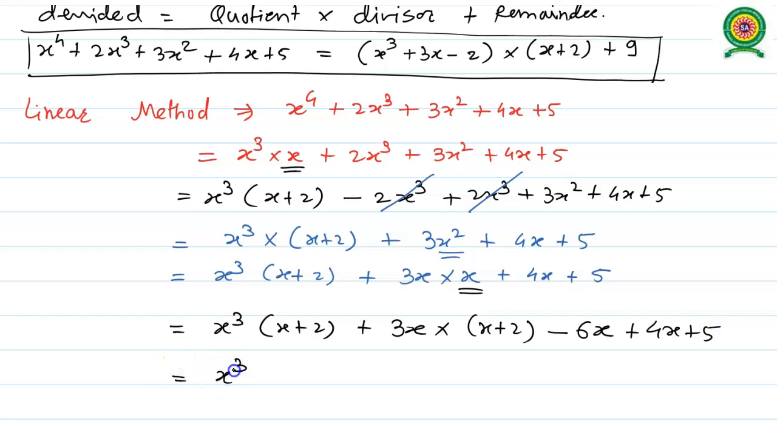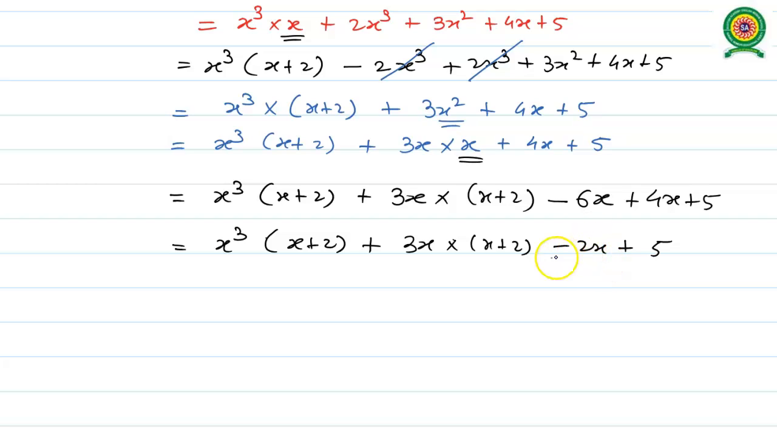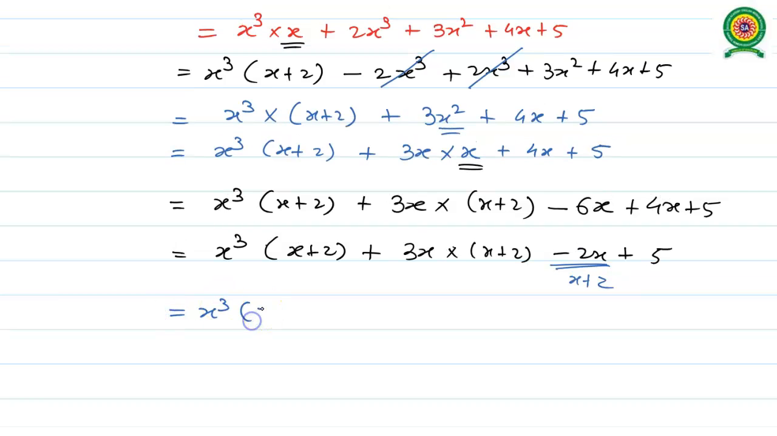Now be focused. We have x cube plus x cube into x plus 2, plus we have 3x into x plus 2. Now try to simplify minus 6x plus 4x, we have minus 2x plus 5 as it is. Now be focused about the minus 2x, we have to adjust this minus 2x as a divisor x plus 2, so that we get x cube as it is into x plus 2 as it is, plus we have 3x into x plus 2.